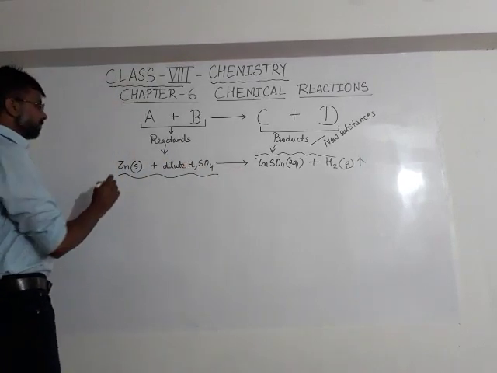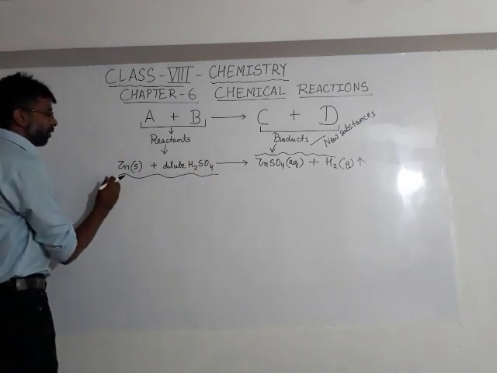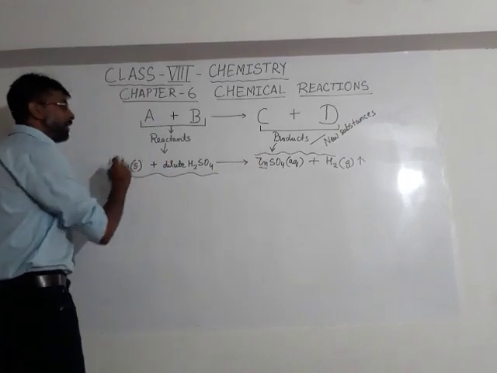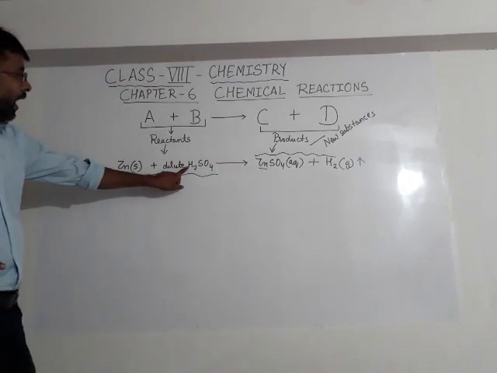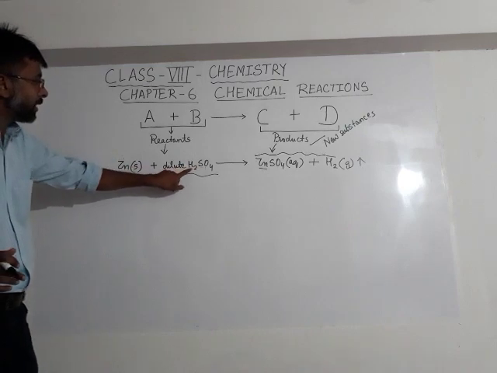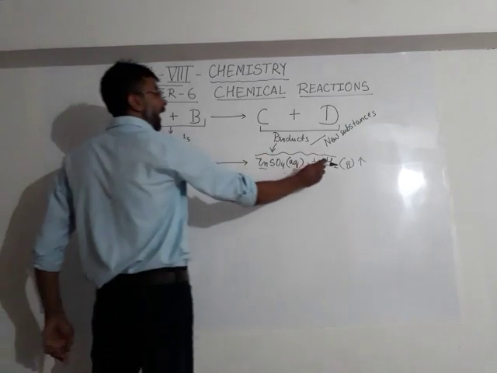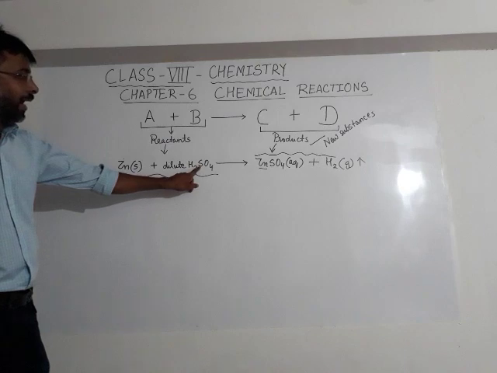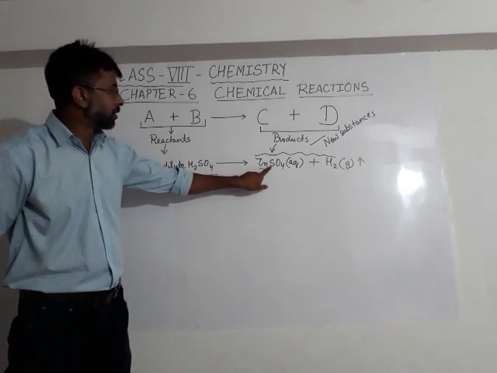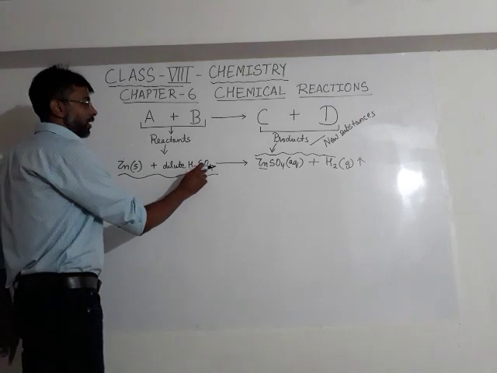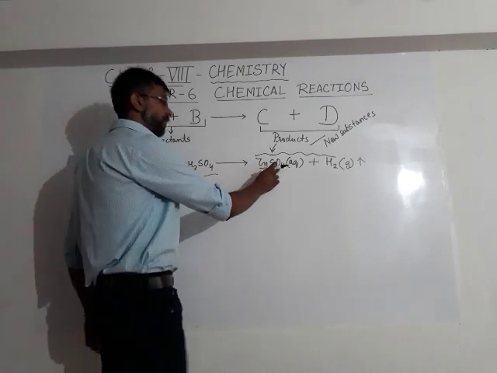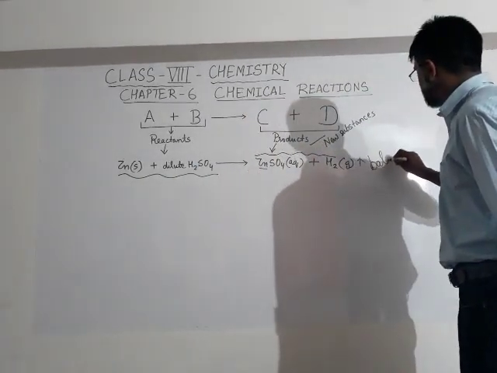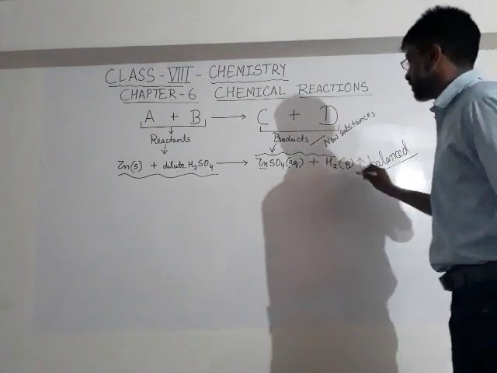Let us check over here. On the left hand side of this arrow, zinc, 1 atom. Here there is zinc, 1 atom. Next, hydrogen, 2 atoms. In the sulfuric acid, there are 2 atoms of hydrogen. On the other side, hydrogen, 2 atoms. Sulfur, 1 atom. Here also sulfur is 1 atom. Oxygen, 4 atoms. Here also oxygen, 4 atoms. Therefore, my dear students, this equation is balanced. It is already balanced. No need to balance it.